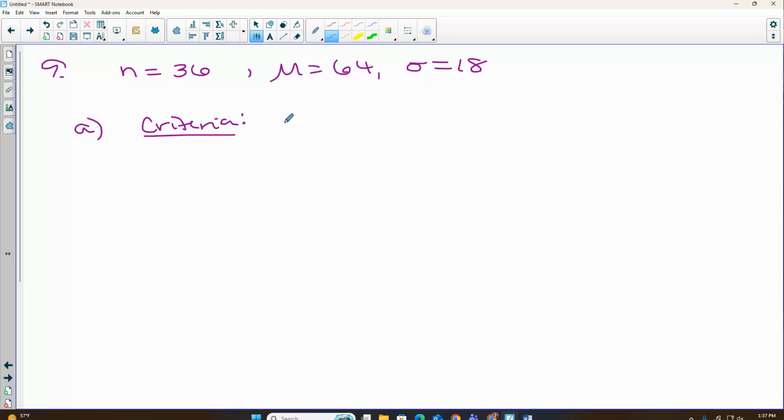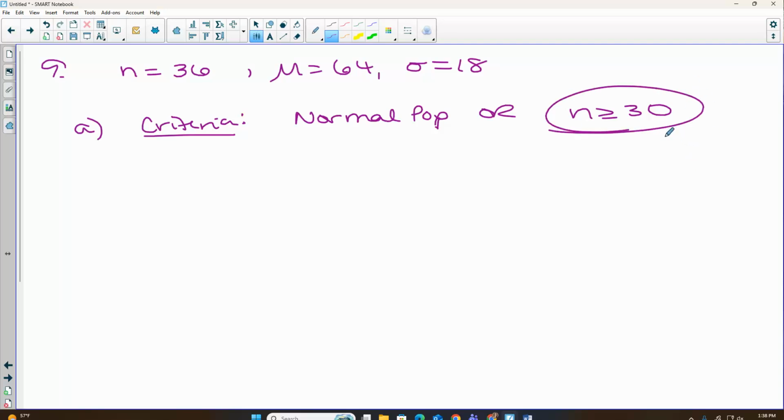With x bar, your criteria has to be either that the population is normal or n is greater than 30. Which one do we have here? N is greater than 30, which means it's enough to say it's approximately normal. That criteria is the thing that's not on your formula sheet. Everything else is.